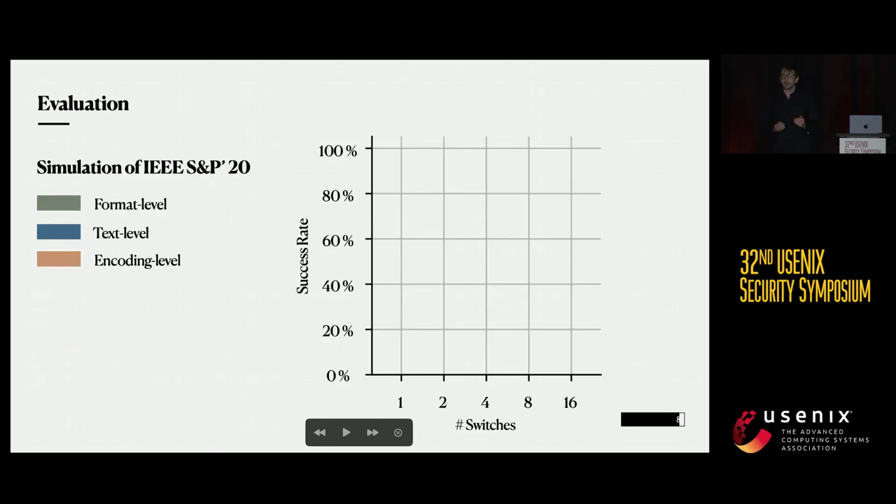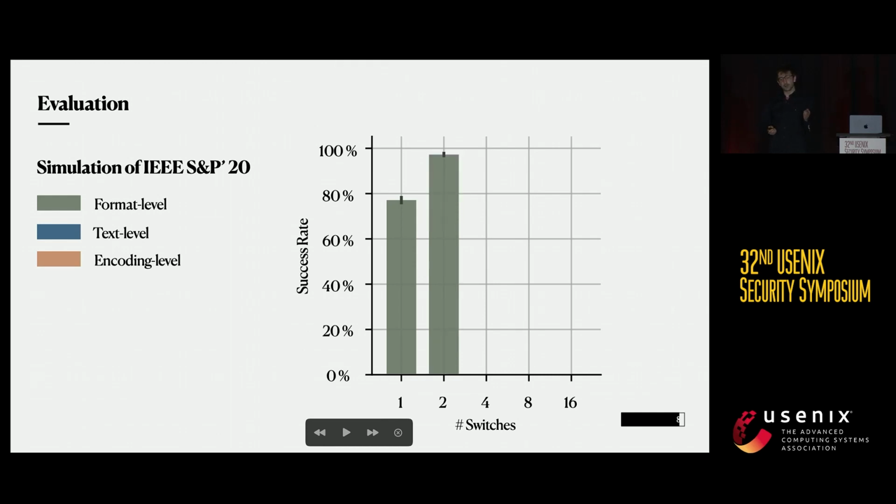Just as an appetizer for our very comprehensive evaluation, here is an experiment where we simulated the S&P 2020, and here you can see the success rate as a ratio of how often we could manipulate the reviewer ranking, depending on the number of switches between the problem and the feature space. And if we use all transformations, and in particular the format level, that allow you to add arbitrary changes, because as I said, the hidden box is not visible, you can add an arbitrary number of words, then we arrive at a success rate of close to 80%.